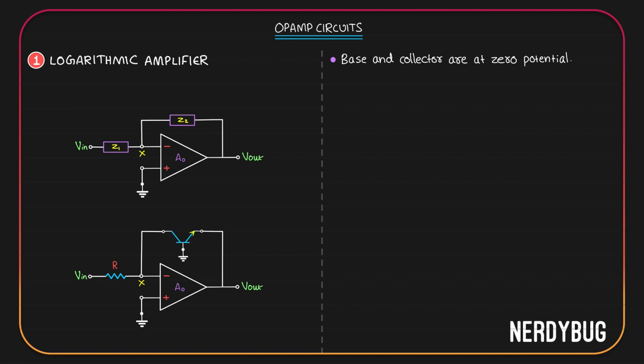A transistor whose base and collector are connected is called a diode connected transistor. And what is the significance of that? It will always be in active mode.